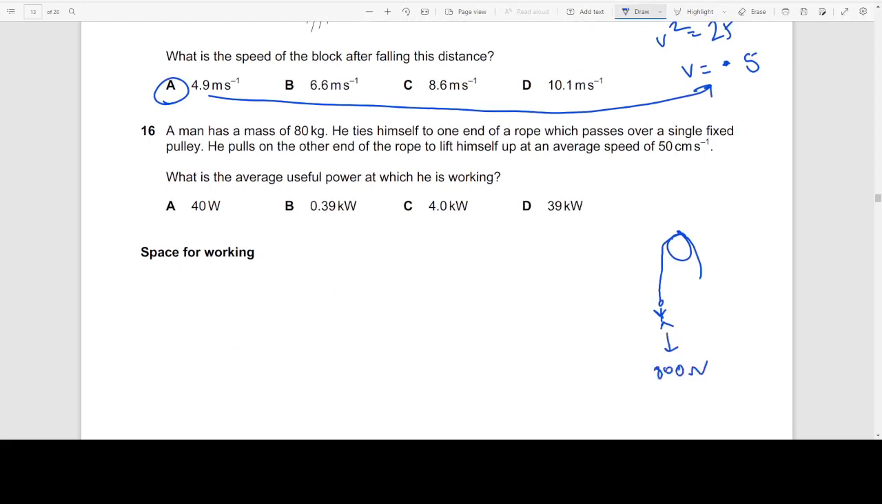He pulls on the other end of the rope to lift himself up at an average speed of 50 centimeters per second. Alright, so he has this rope in his hand and he's pulling this rope downwards to lift himself up at an average speed. So since this speed is average, let's assume it's constant, so the man has to pull using a force of 800 Newton.